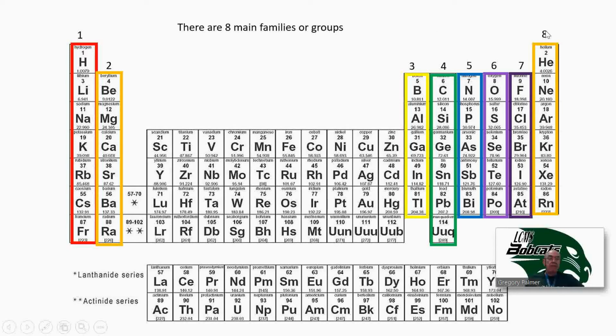And then there's finally family 8, which these are actually called noble gases: helium, neon, argon, krypton, xenon, and radon. And they all have 8 valence electrons, except for this first one, helium, which has 2.